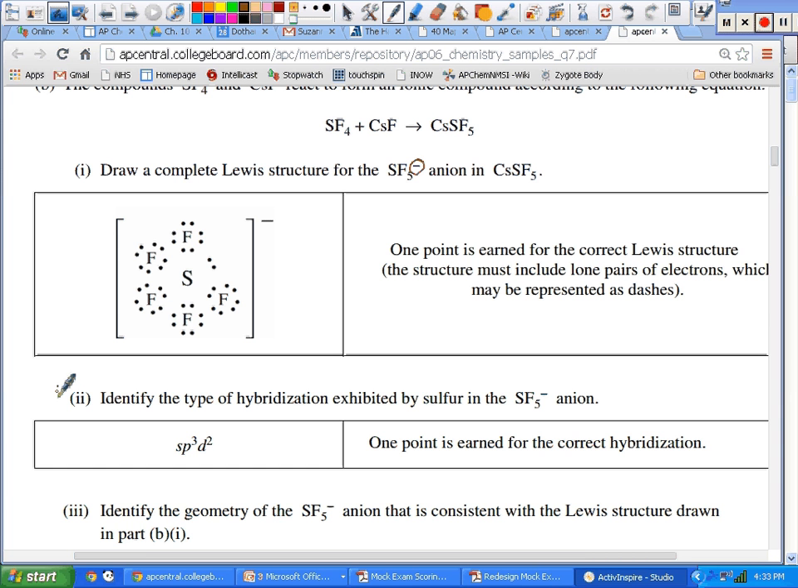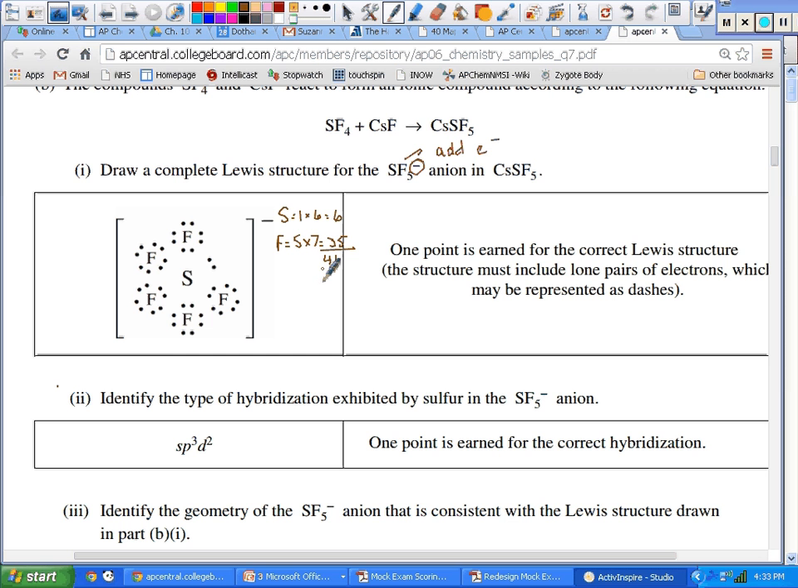Now, I don't like the way this structure is drawn at all, so let's fix it how we would draw it more or less. All right, so S, there's only one of them, and we know that's going to be times 6, which gives us 6. We know F, there's 5 of them, times 7, which is 35. 35 plus 6 is 41. And how many do we add? Plus 1. So we have 42 total electrons.